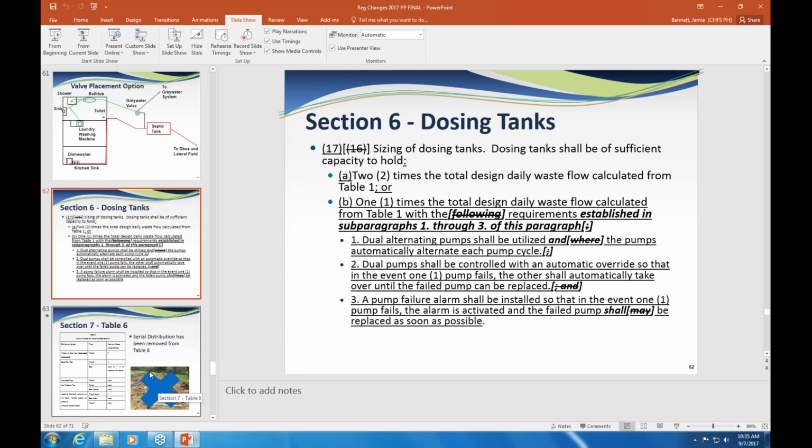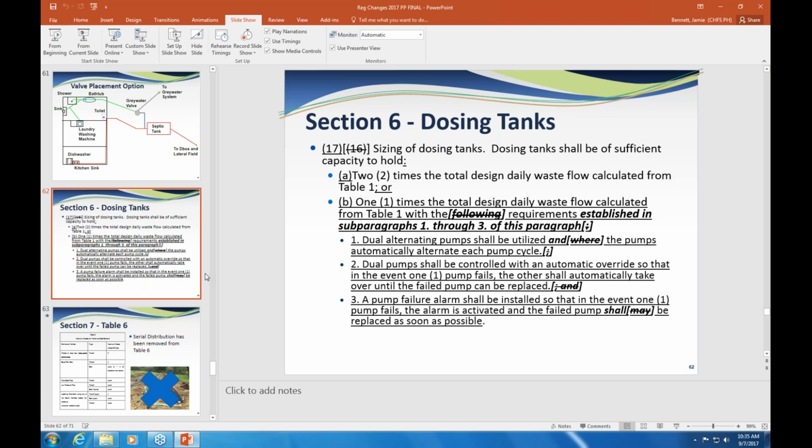All right, dosing tanks. Sorry about that, we had some slides added I wasn't aware of. Sizing of dosing tanks. Dosing tanks shall be of sufficient capacity to hold 2 times the total designed daily waste flow calculated from Table 1, or 1 times the total daily waste flow calculated from Table 1 with the requirements of subparagraph 1 through 3 of this paragraph.